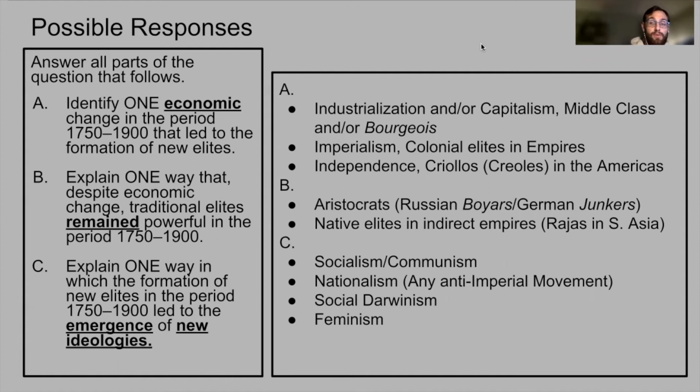So more I'm thinking about princes in South Asia under British rule and in East India Company rule. In terms of new ideas, there's quite a few. You could talk about socialism and communism as a response to economic elites. You could talk about nationalism, really any anti-imperial movement, as a response to imperial elites. You could also talk about social Darwinism as part of the formation of new elites within Europe. You could also talk about feminism, which in some cases saw female elites taking a role in promoting women's emancipation or further rights for women during the Industrial Revolution.